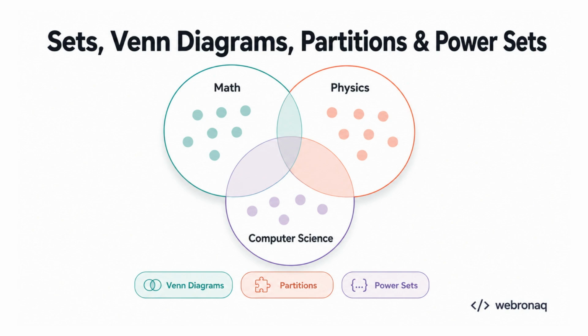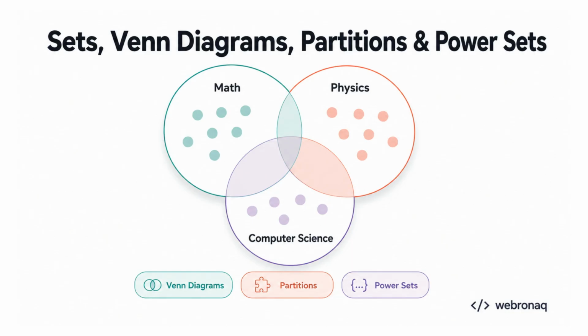Hello friends, and welcome. Imagine you are a university administrator, trying to figure out how many students are enrolled in math, physics, or computer science. Some students take 2 of these courses, some take all 3, and you need to count without double counting anyone. This is exactly the kind of problem that set theory was built to solve.